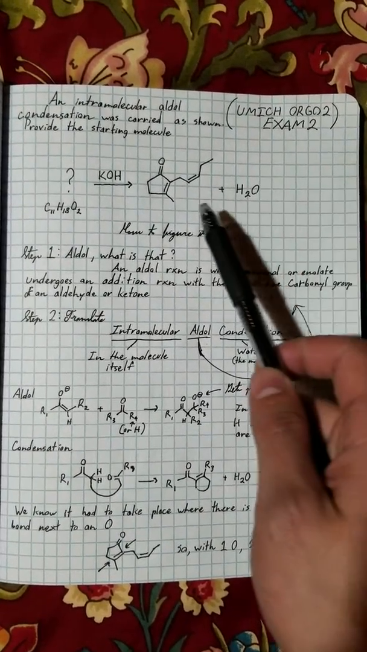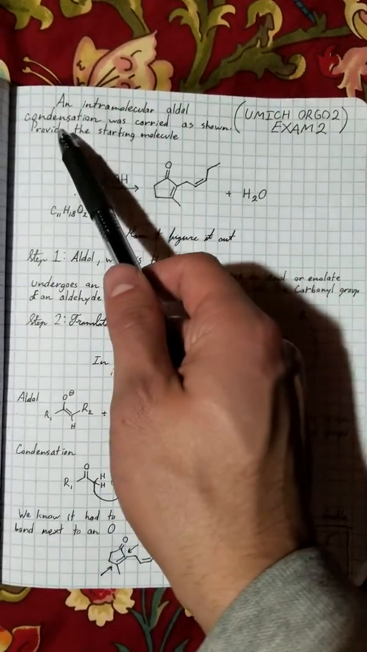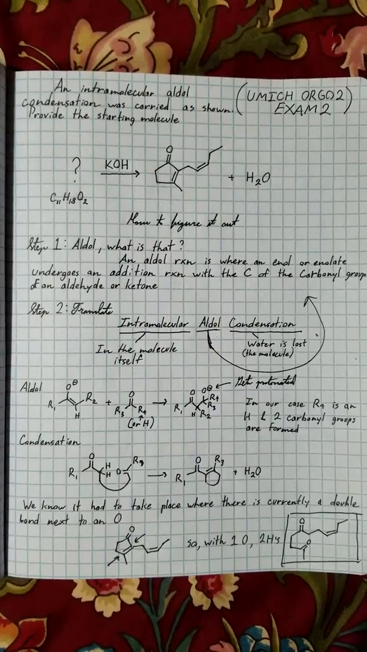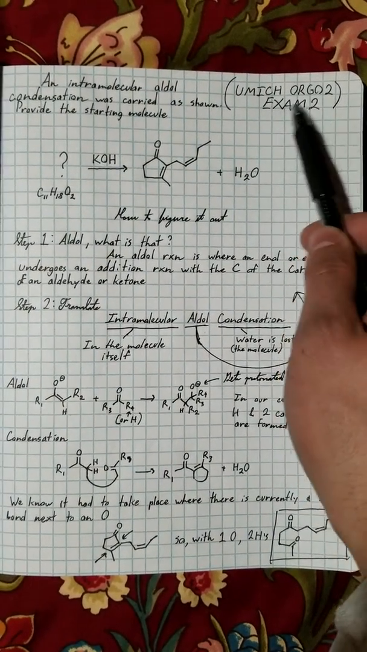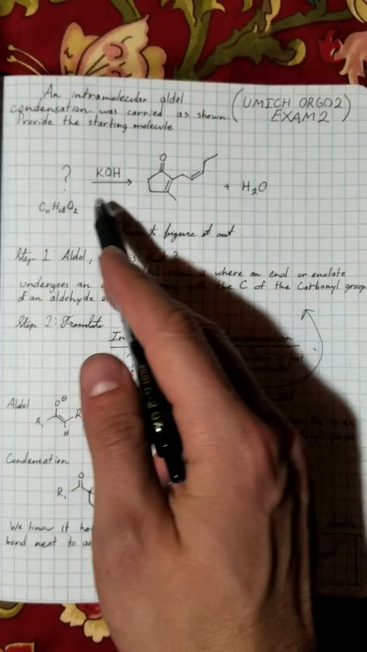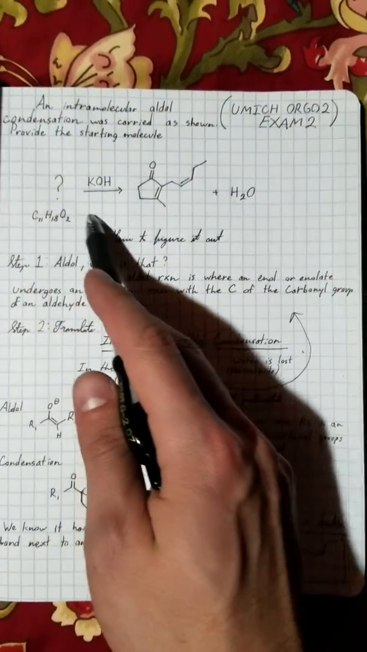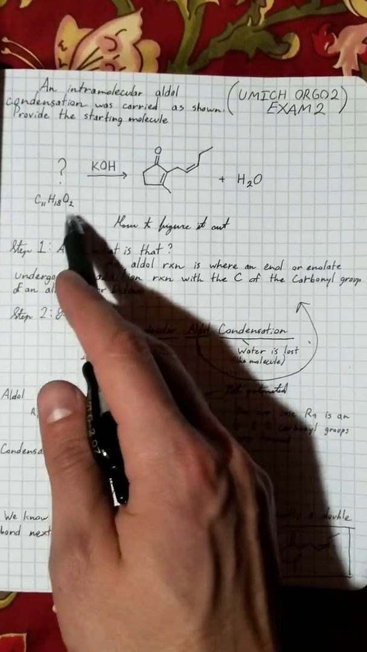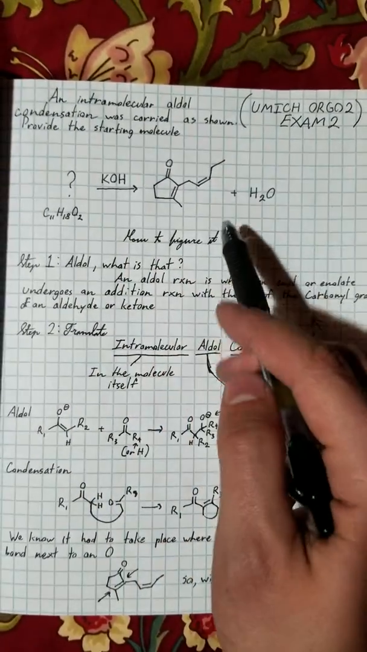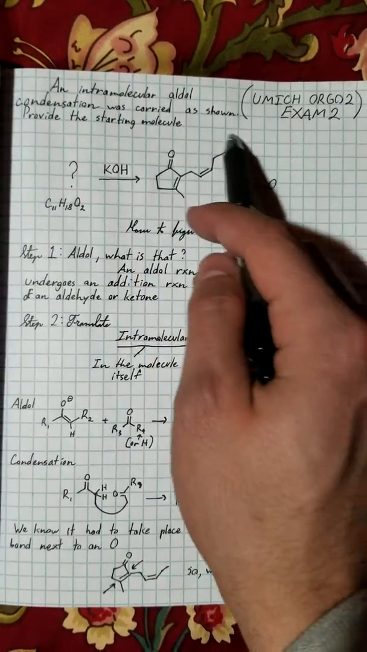Today we're going to talk about an intramolecular aldol condensation that was carried out as shown. This is a practice problem for the University of Michigan ORGO 2 Exam 2. So here's the question. What we have is the chemical formula for the structure that is reacted with a strong base, KOH, and that this is the final product.